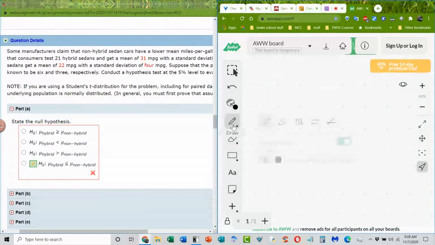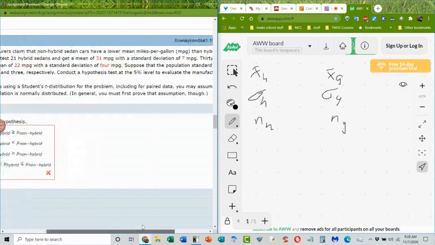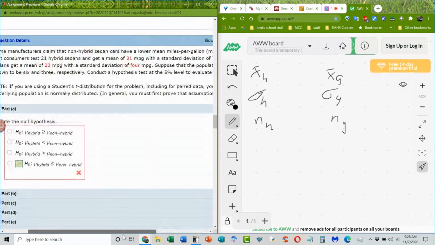So we have eraser mode. We have the sample of hybrid, the mean of the gas, standard deviation of the hybrid, standard deviation of the gas, sample size of the hybrid, sample size of the gas. Hybrid cars have a higher average miles per gallon. Okay, great.